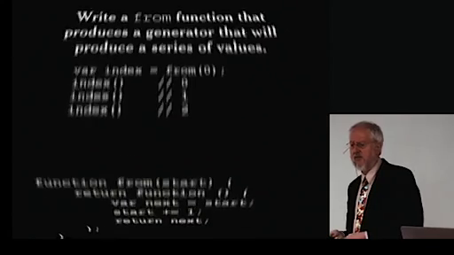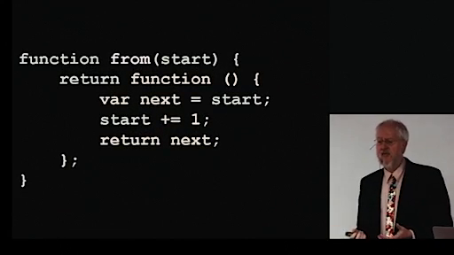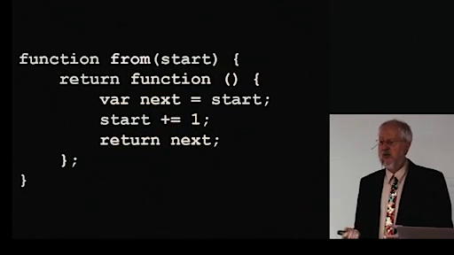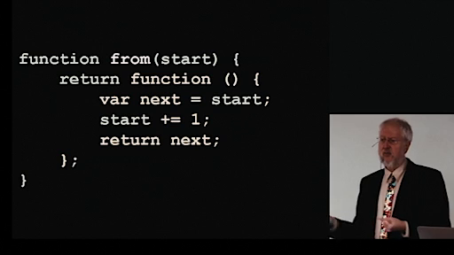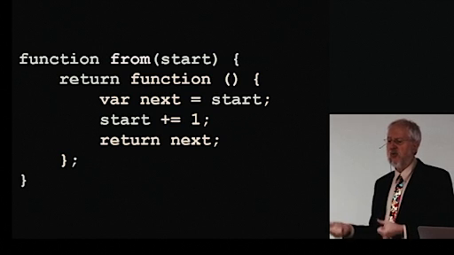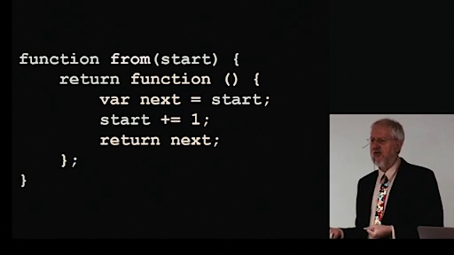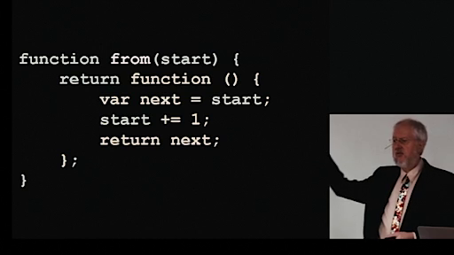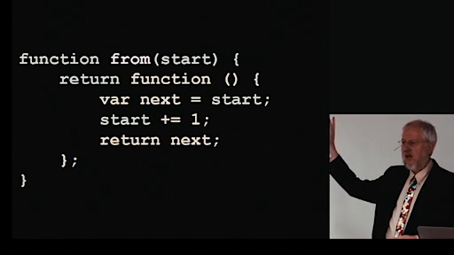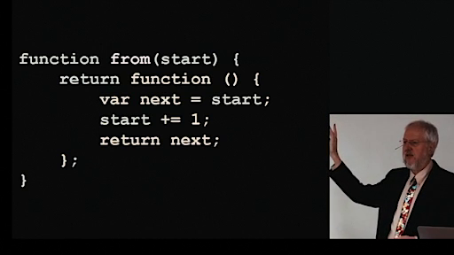Okay, so here is from. From takes a start value. It returns a function which computes the next value simply by taking start, adding 1 to start, and then returning next. So who got something that works? Okay, very good. Anybody take a different approach?